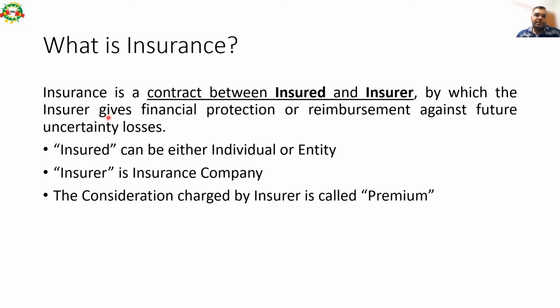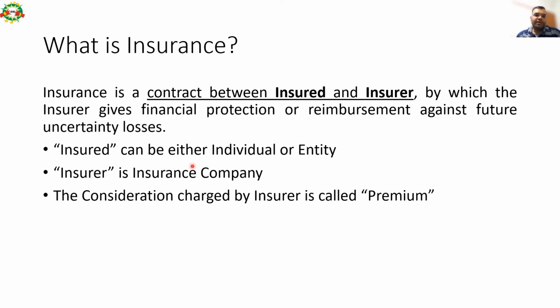So insurance is a contract between insured and insurer. So we'll repeatedly use these two terminologies, insured and insurer. We'll see who are they, by which the insurer gives financial protection or reimbursement against future uncertainty of losses. So I repeat, insurance is a contract between insured and insurer by which the insurer gives financial protection or reimbursement against future uncertainty losses. So who is insured?